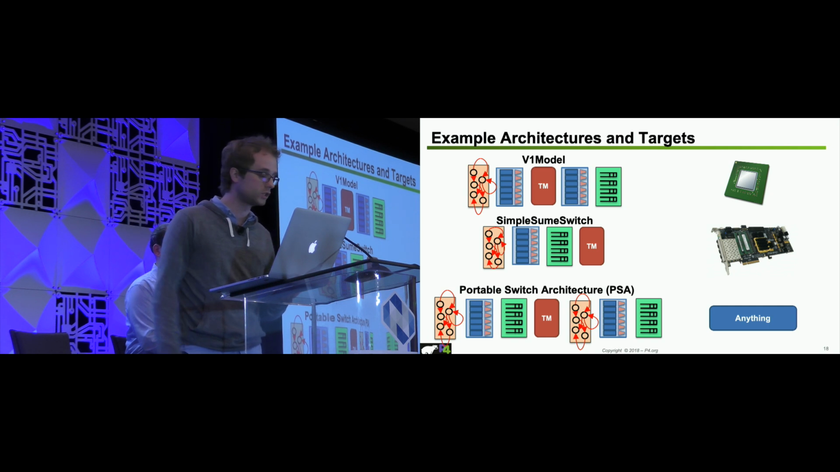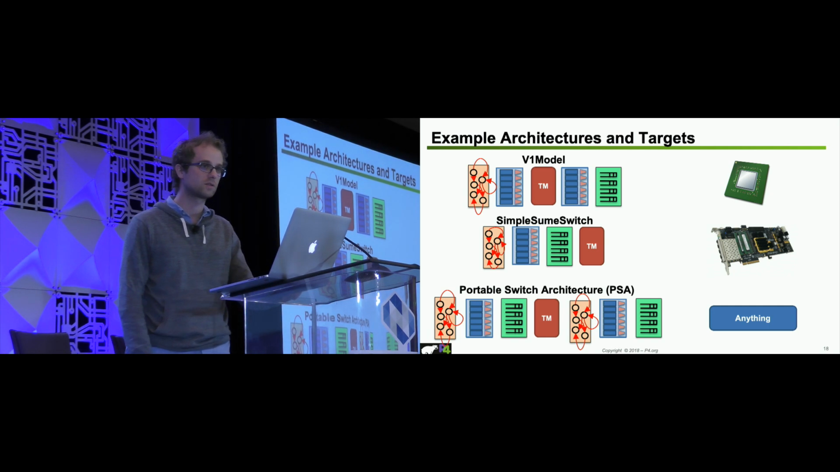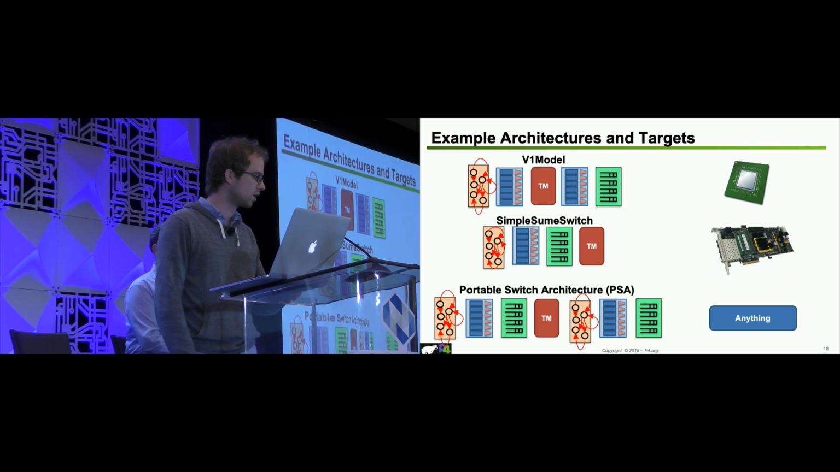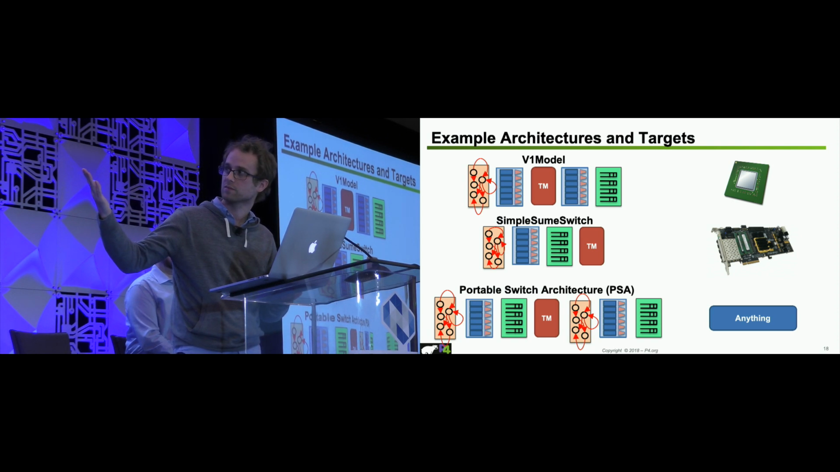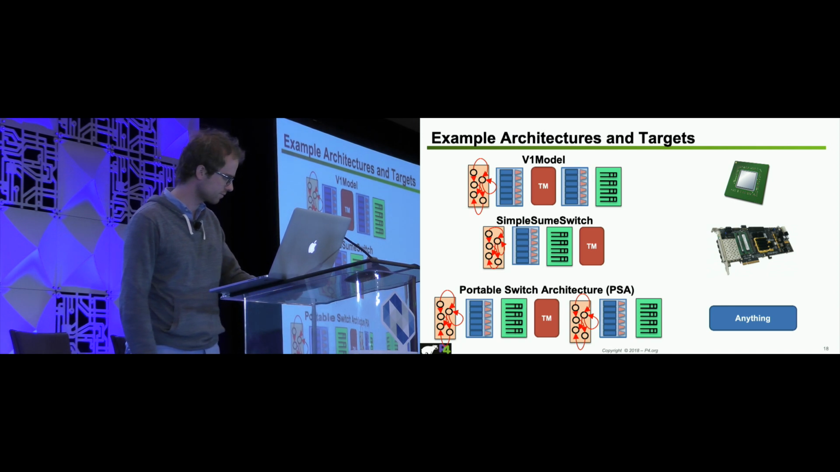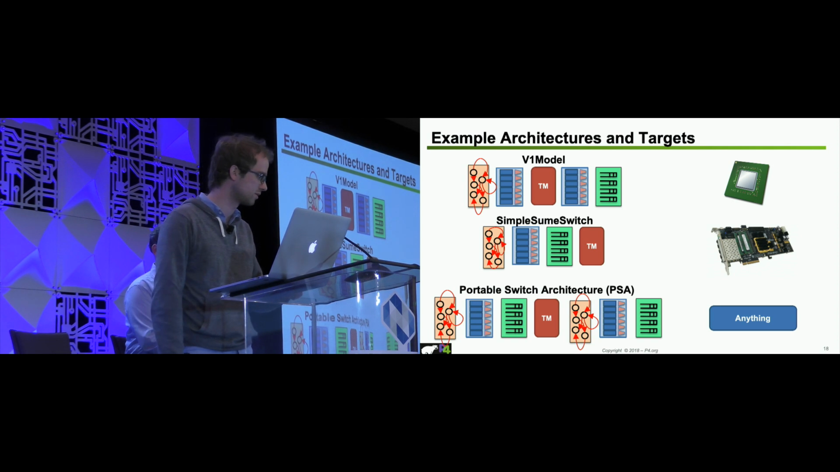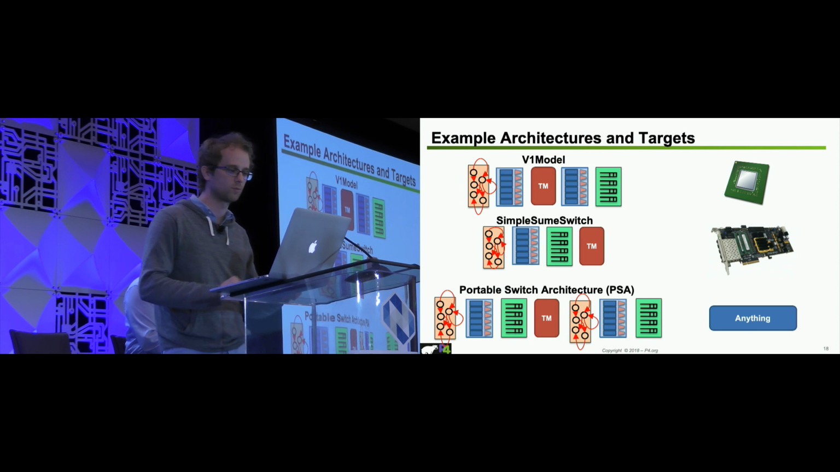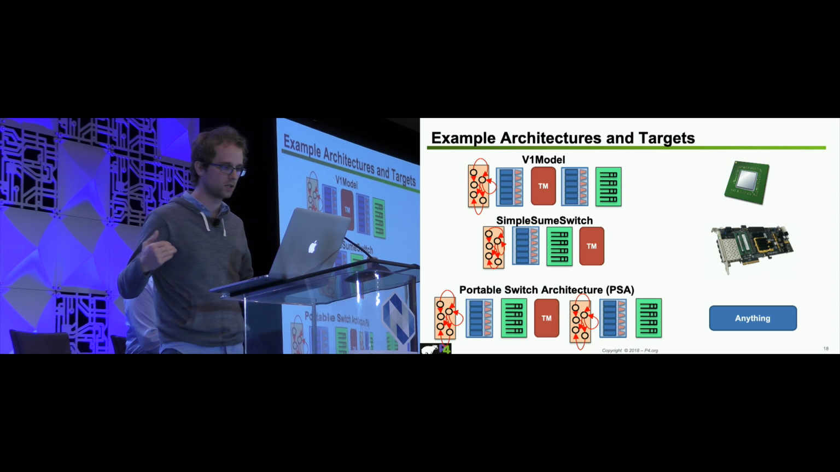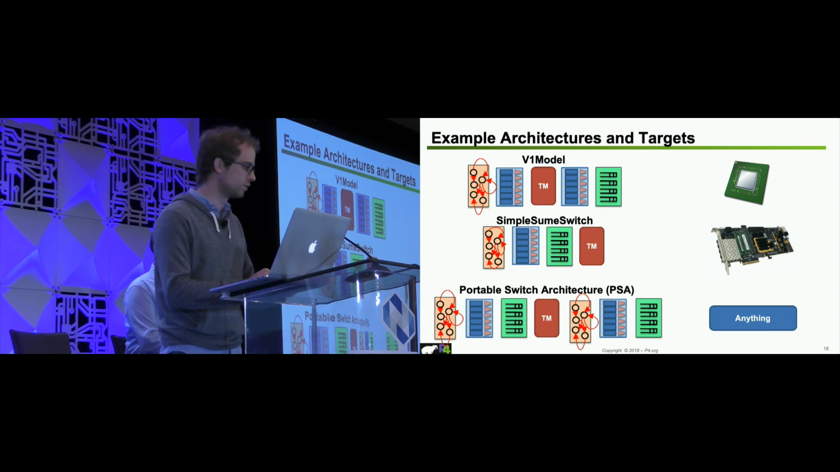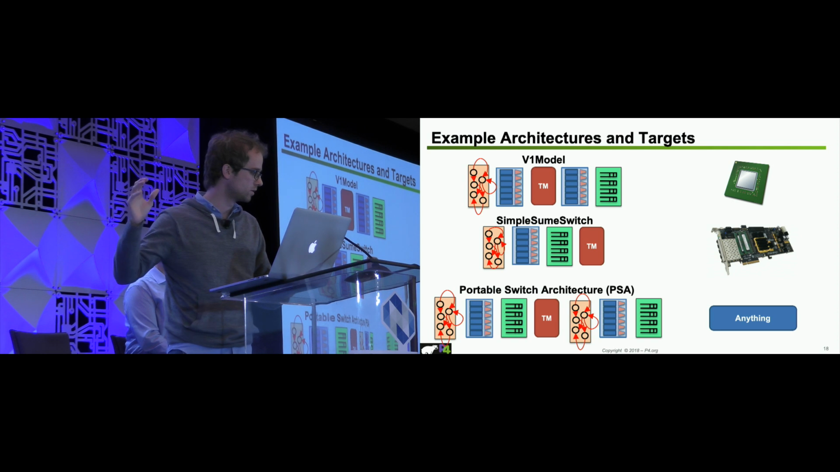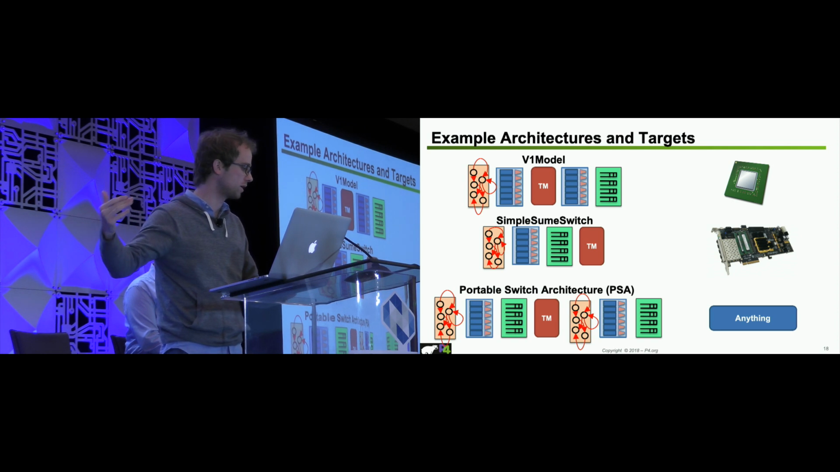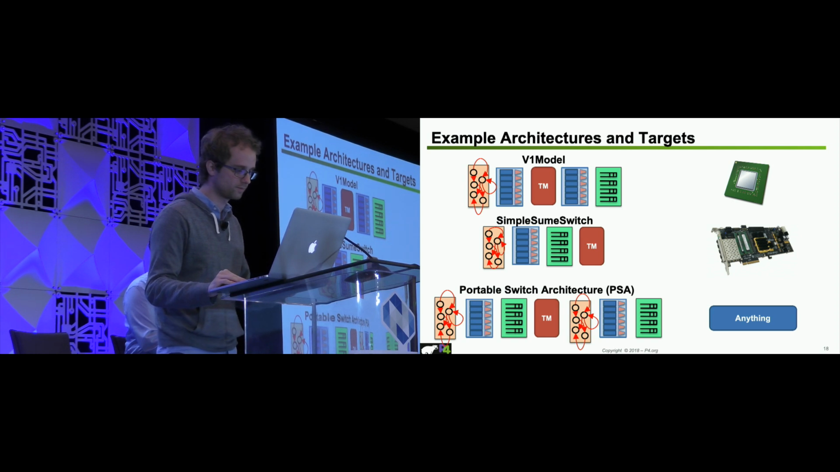The simple SUME switch architecture, which was developed by Xilinx for their programmable NICs, only includes one match action pipeline. So there is no egress match action pipeline. And finally, the portable switch architecture, which has been developed by the p4.org community as a refinement of the V1 model architecture, includes a programmable parser, a match action pipeline, a deparser, then a traffic manager, and then the same thing again on egress.